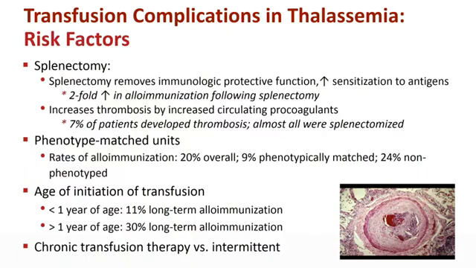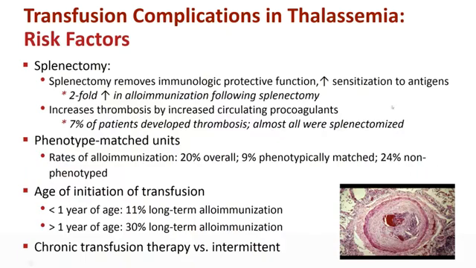It remarkably increases the sensitization to antigens, and overall results in at least a 2-fold increase in alloimmunization following splenectomy. In addition, splenectomy results in an increased rate of thrombosis caused by release of circulating procoagulants, platelets, and other factors that cause thrombosis. In the population as a whole, 7% of the patients developed significant thrombosis, all were splenectomized.